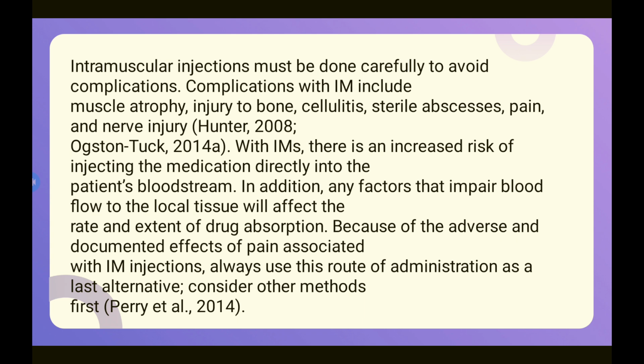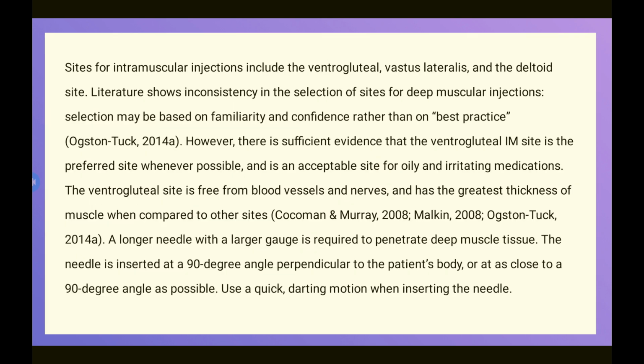In addition, any factors that impair the blood flow to the local tissue will affect the rate and extent of the drug absorption. Because of the adverse and documented effect of the pain associated with intramuscular injections, always use this route of administration as a last alternative. Consider other methods. The sites for the intramuscular injection include the ventrogluteal, the vastus lateralis, and the deltoid site.